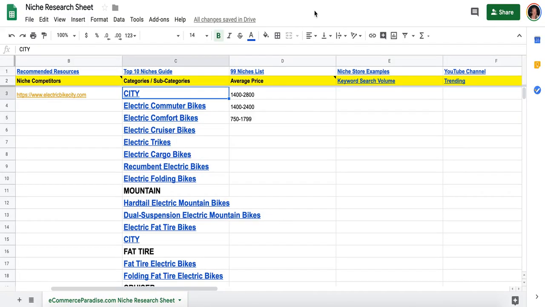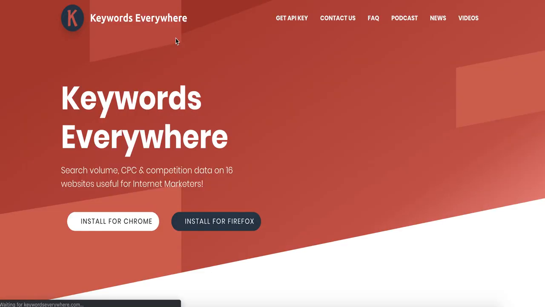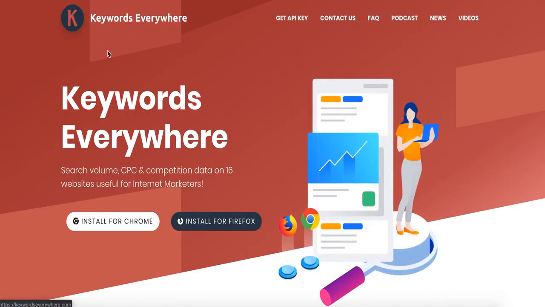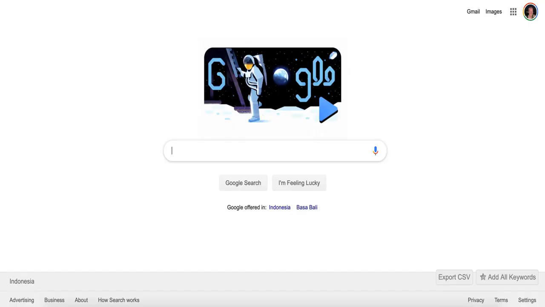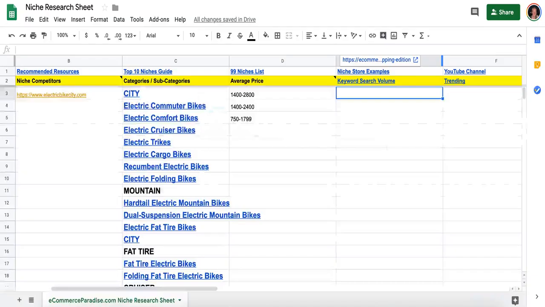Okay, welcome to this lesson where I'm going to go over the keyword search volume for each one of the categories and subcategories to get an idea of which ones have the most demand in the marketplace. To do this, first of all, you can download the free keyword research tool called Keywords Everywhere. Just go to keywordseverywhere.com. I'll put a link in the description of this lesson. Get your API key, and then go to google.com. It will give you the search results.